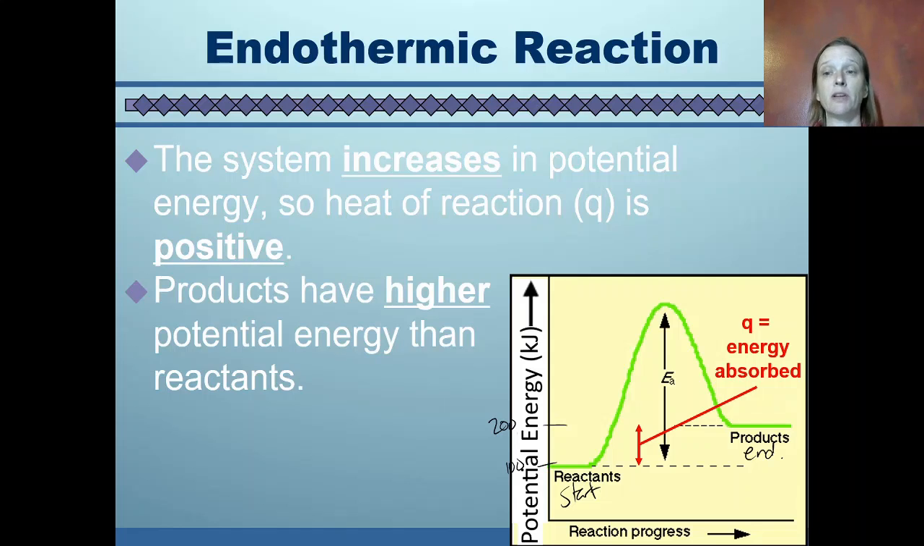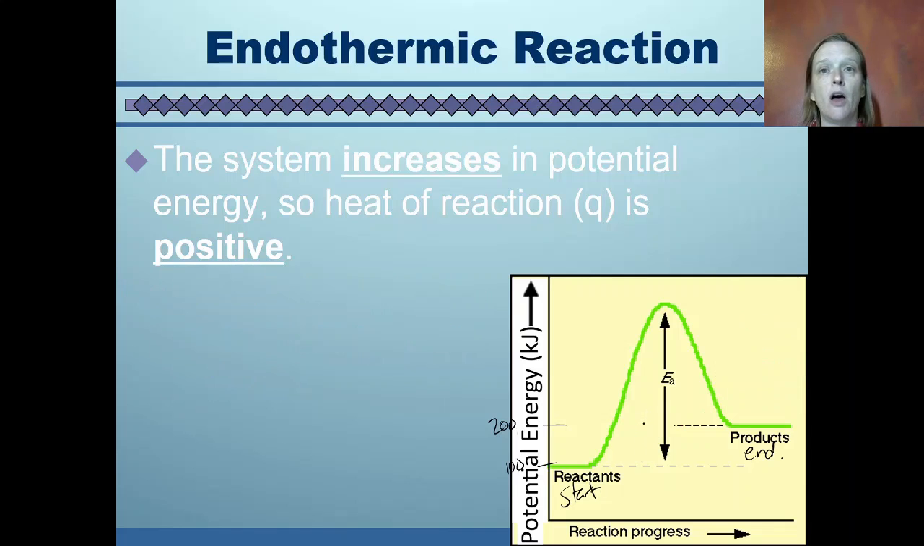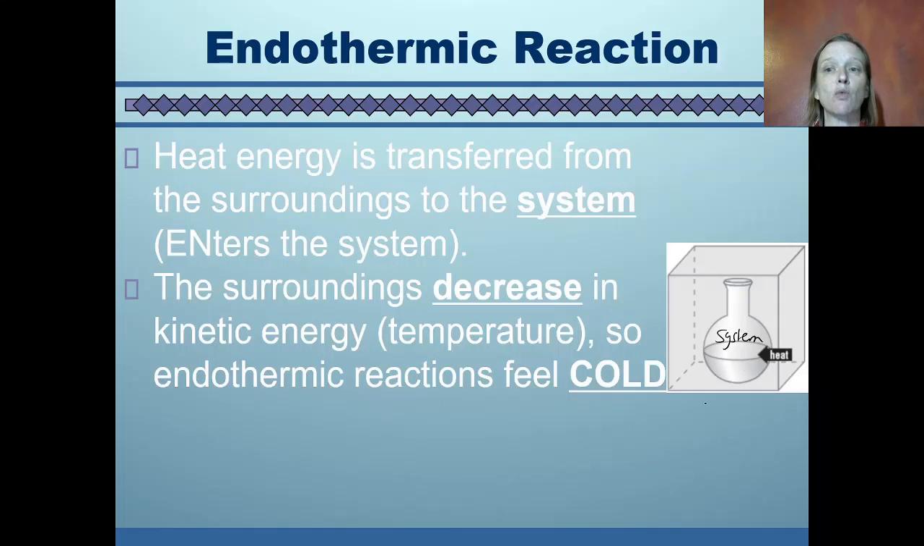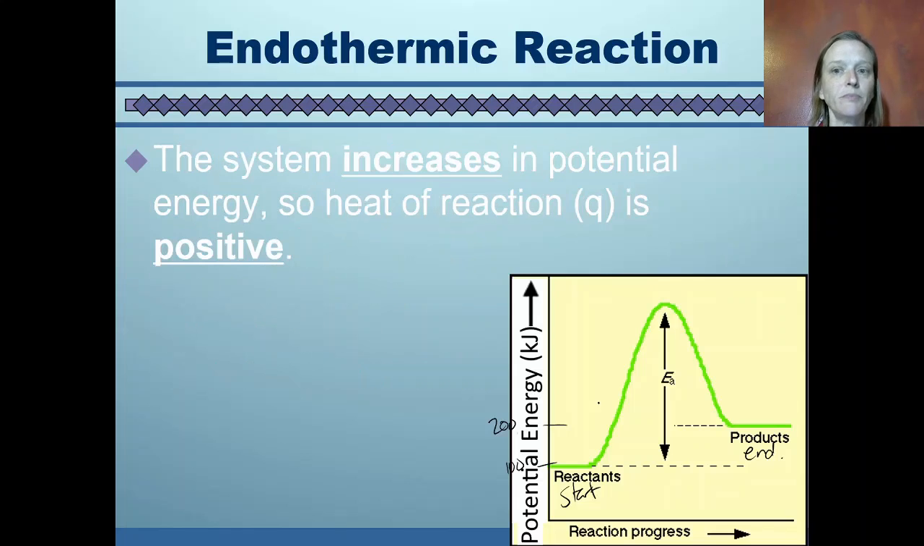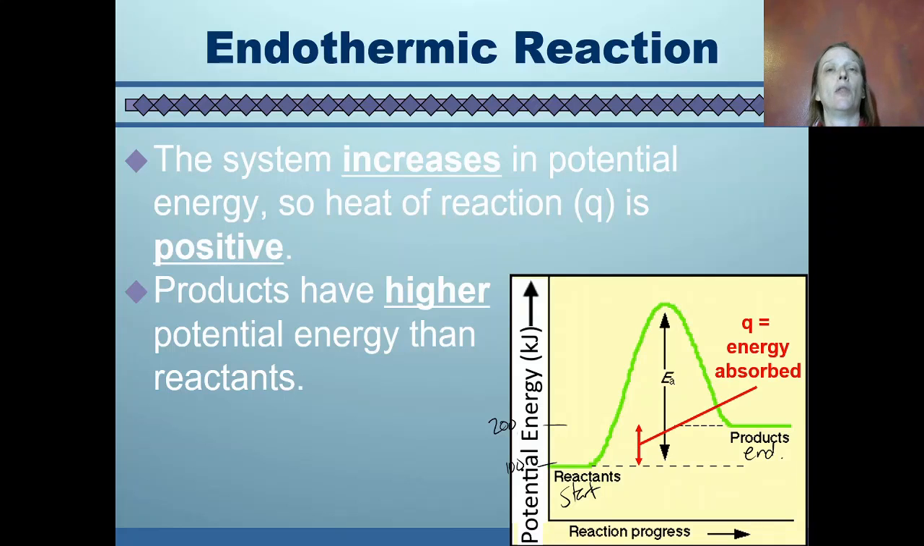Notice that the products have higher potential energy than the reactants did. So again, what we're trying to capture here is that the system is increasing in energy, but on our previous slide, the surroundings were decreasing in energy, which is why they felt cold. When the energy in one location increases, that energy must have come from somewhere. That energy decreases.